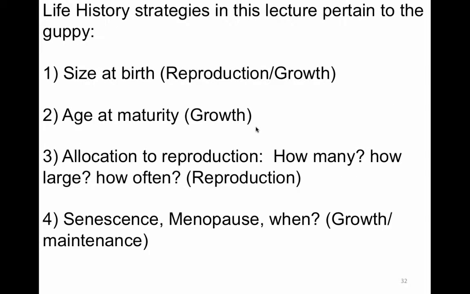Life history strategies in this lecture pertain to the guppy: the guppy's size at birth, age at maturity, allocation to reproduction, how many, how large, how often. We do not look at area 4 particularly, but area 4 is senescence and menopause, which for the guppy does not exist. That is, menopause does not exist.